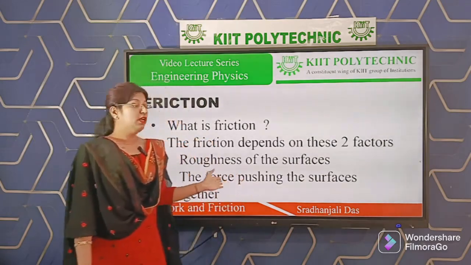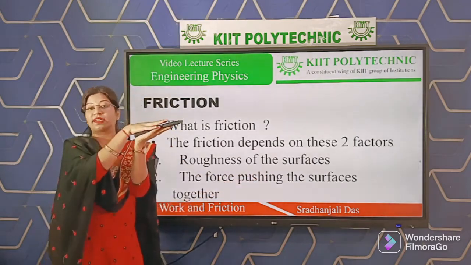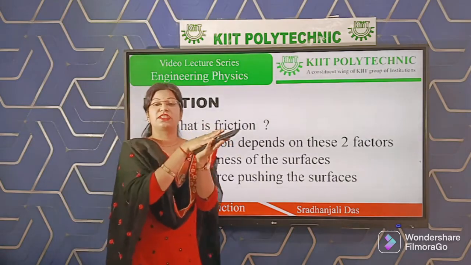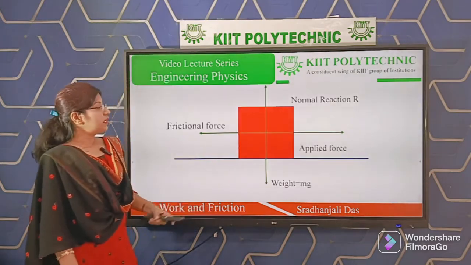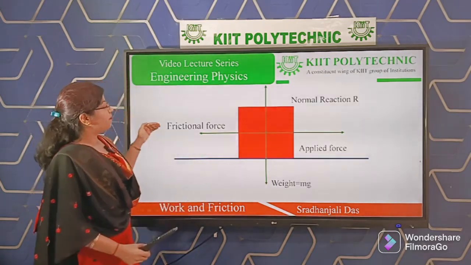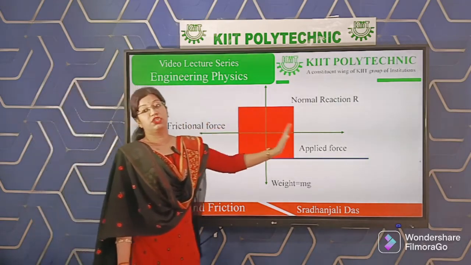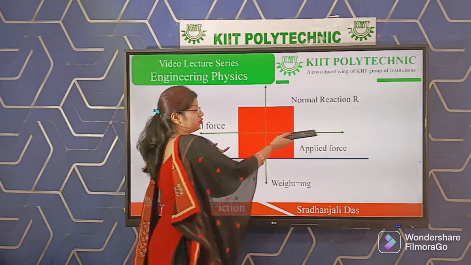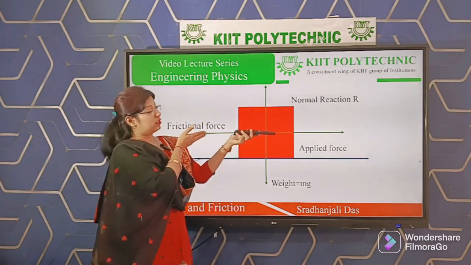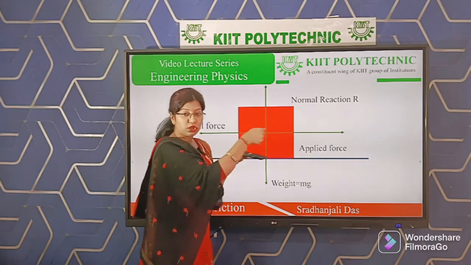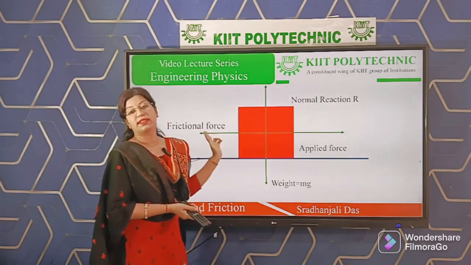That means it is absolutely clear that the force pushing the surfaces together matters, because friction is a contact force, so it is pressing the two surfaces together. Now let's move on. In this figure it is clear that the applied force and the frictional force are just opposite in direction. This is the direction of the applied force, and the frictional force is always opposite to the direction of the motion. That means it opposes the motion. That's why the applied force and the frictional force are always opposite in direction.